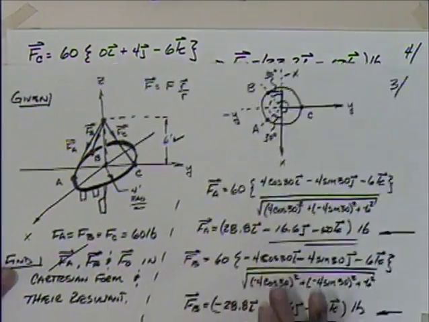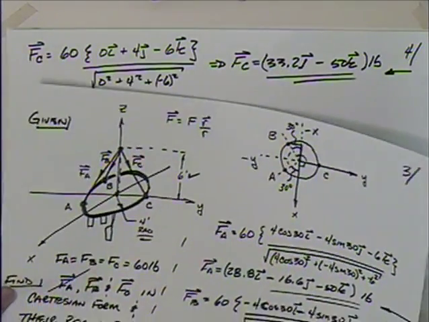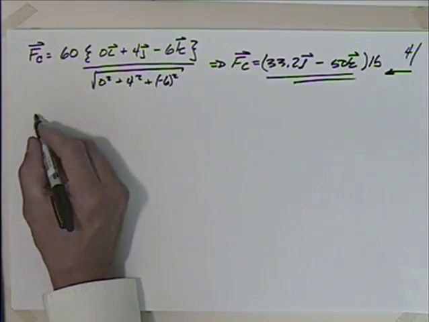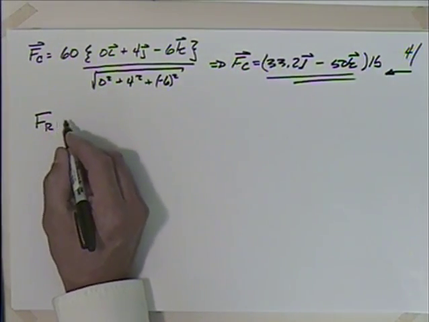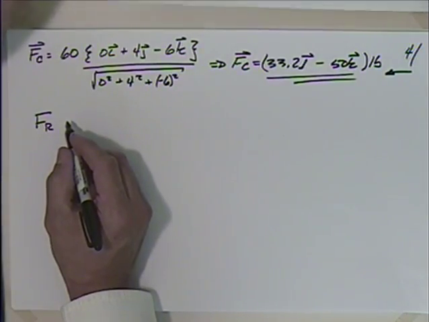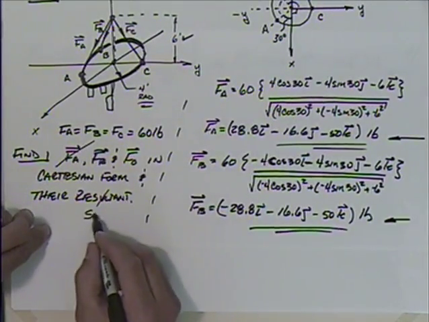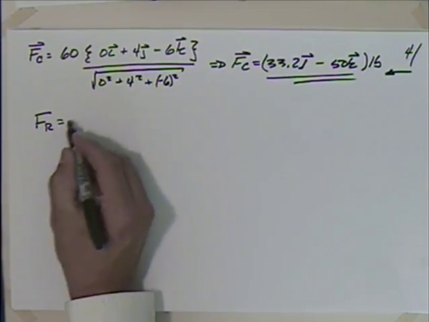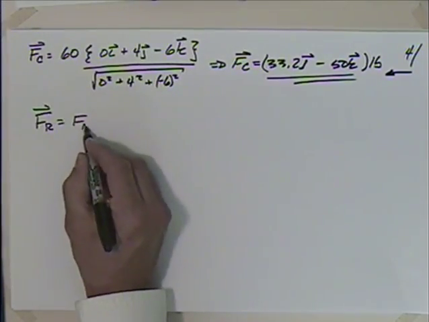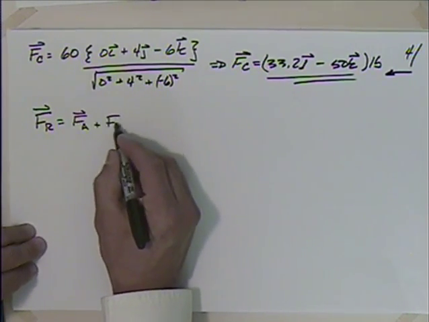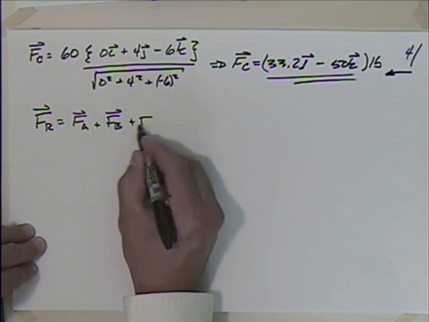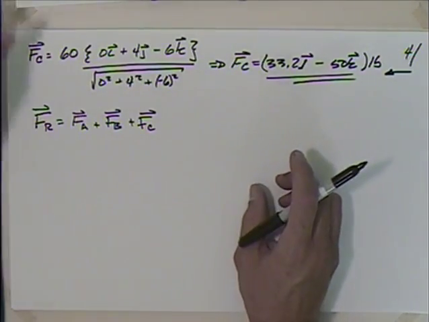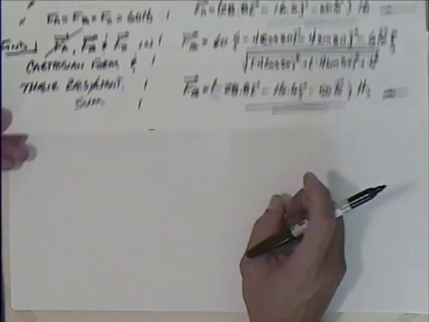So we've got f sub a, f sub b, and f sub c. Well, if I add them together, I could say that the resultant, remember we're asked for the resultant here, which is really just the sum. The resultant is going to be f sub a plus f sub b plus f sub c. So I'm going to take these three and add them together.